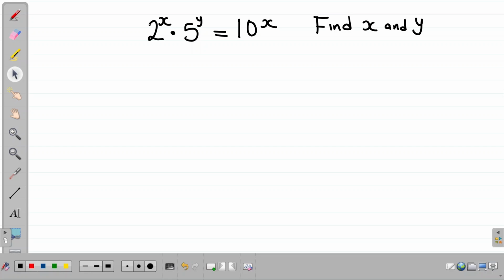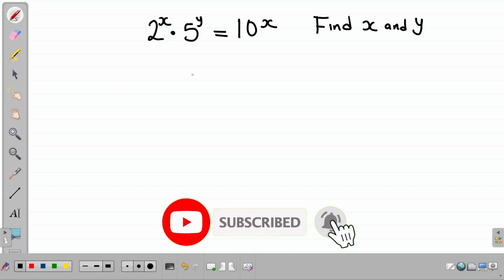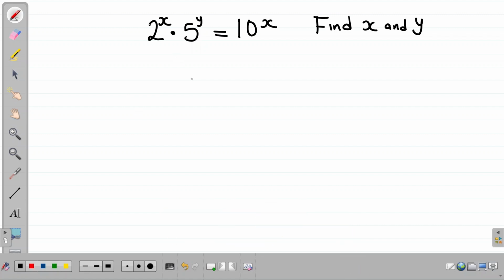Hi, let's solve this Math Olympiad question. We are given to solve 2 raised to the power x multiplied by 5 raised to the power y equal to 10 raised to the power of x. The first thing we do is to write our solution.